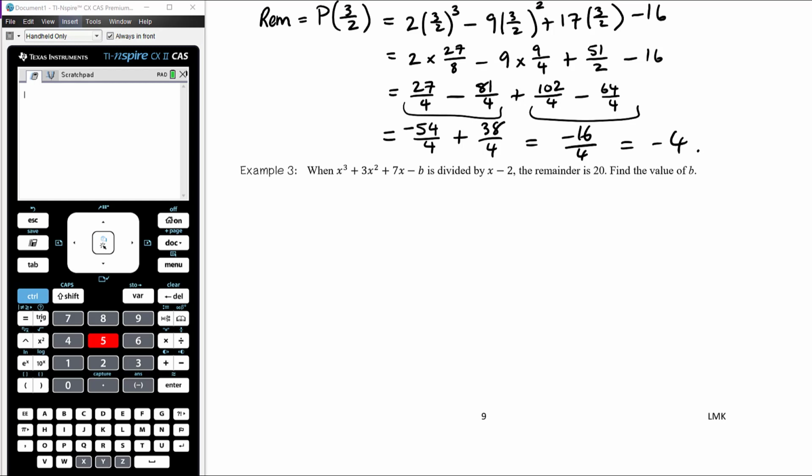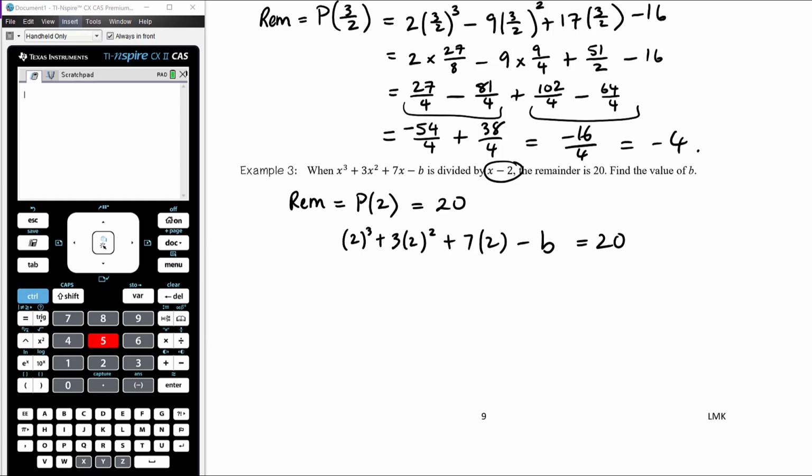Okay, so we know that the remainder, in this case, would be equal to p of 2, and we know that equals 20. Okay, so p of 2 is 2 cubed plus 3 times 2 squared plus 7 times 2 minus b, and we know that equals 20. So we now have an equation that we can solve to find what b is. So if there's an unknown value in the polynomial, and if we know about a particular remainder when we divide by something, we can then find that unknown value.